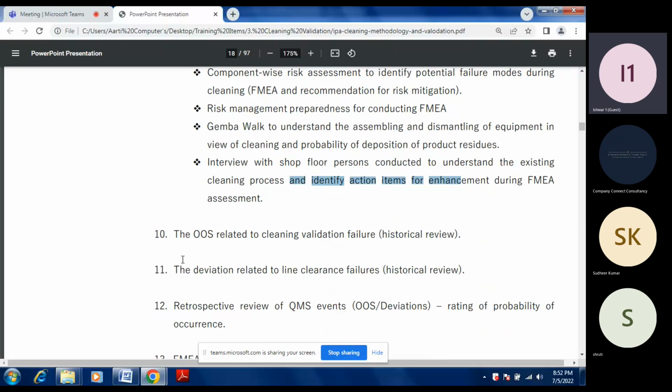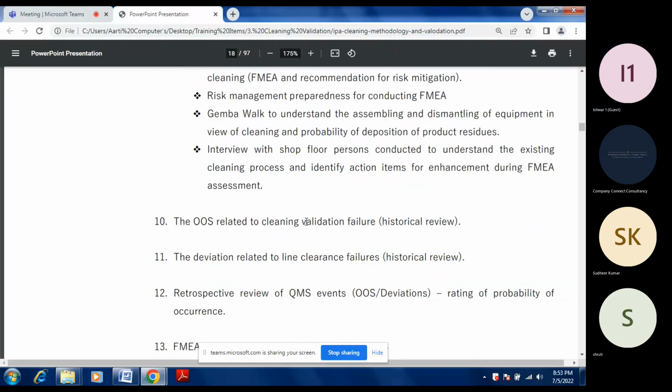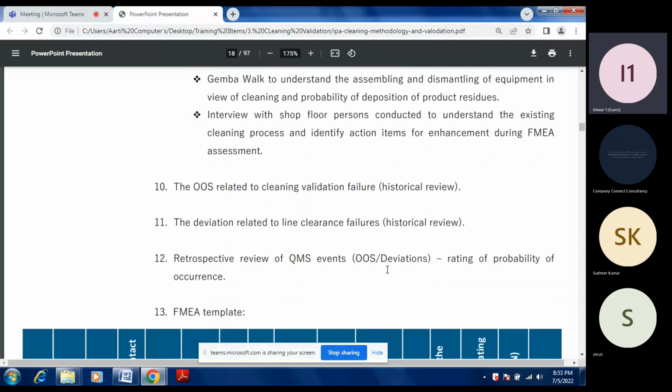Next, the OOS-related cleaning validation failure historical review: we have to review some historical or previous data related to OOS. Deviation, as I discussed here, means we should have the QMS documents. So in that part, I already told you that we have some OOS and deviations we have to review.